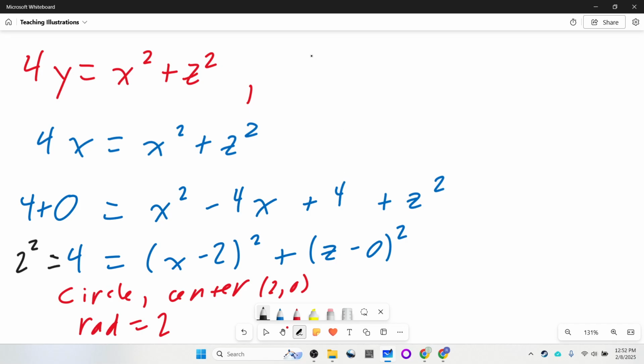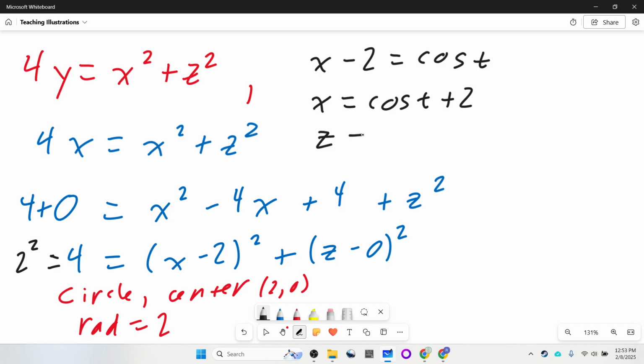So x minus 2 is cosine of t. So then x is cosine of t plus 2. And then we can say z equals sine of t, or z minus 0, but we don't need to write that part. So those are our x and z. Now we said x equals y, so y is also cosine of t plus 2. So that's our solution. We just saw a square plus a square equals a constant. We knew that had to be a circle, so we just named everything in the parentheses cosine and sine.